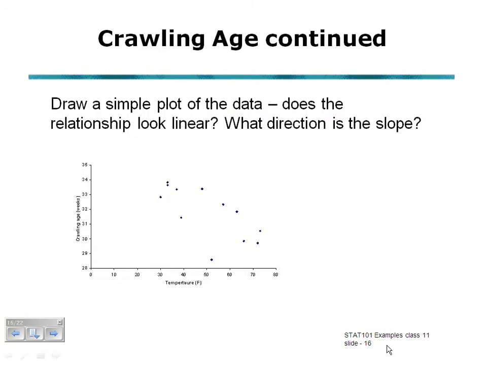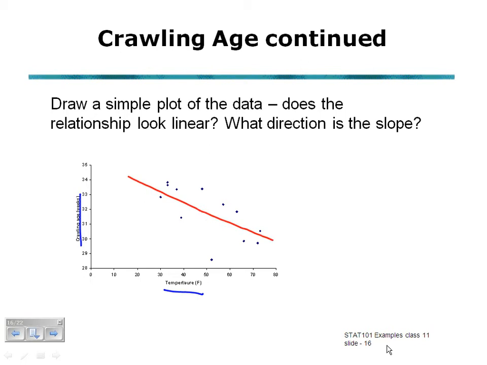First thing we need to do is look at the data. We would draw a scatter plot as we've done before, remembering to put temperature on the x and the crawling age on the y, having a look to see if the relationship does in fact look linear. If it doesn't, then we shouldn't be doing linear regression. And if the relationship is linear, which direction is the slope?